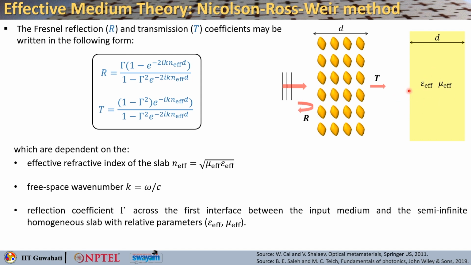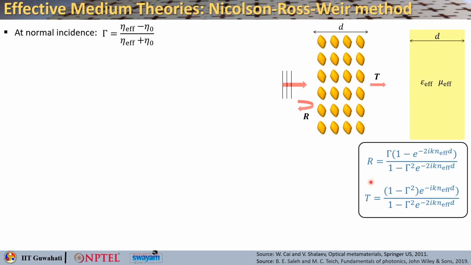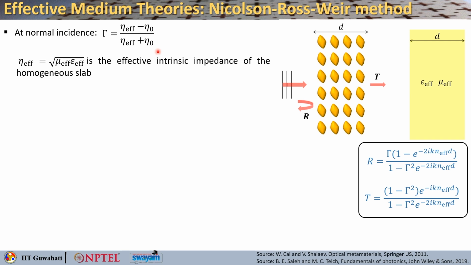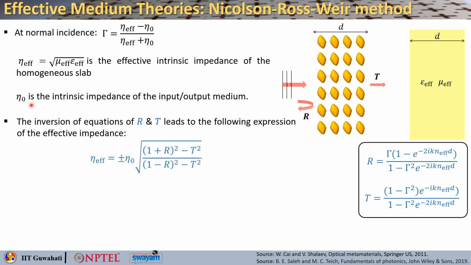So, what will be the reflection coefficient from this interface? That actually gives you this. Now, if you look at only normal incidence, you can write gamma equals eta effective minus eta naught divided by eta effective plus eta naught. Now, what is eta effective? That is coming from the square root of mu effective by epsilon effective, and this is nothing but the effective intrinsic impedance of the homogeneous slab. Eta naught, obviously, is the intrinsic impedance of the input or the output medium. You can consider this as vacuum impedance as well, right.